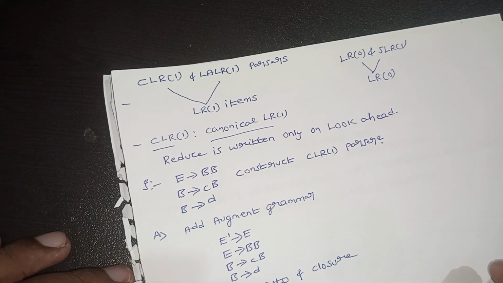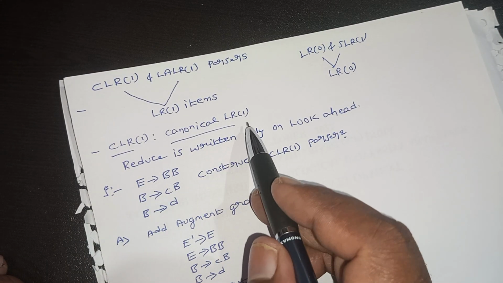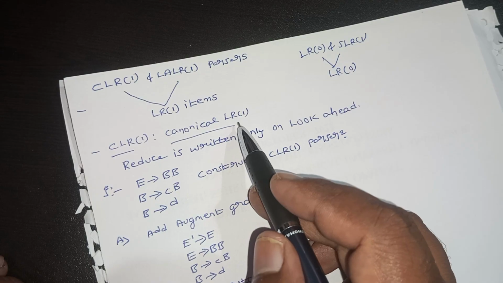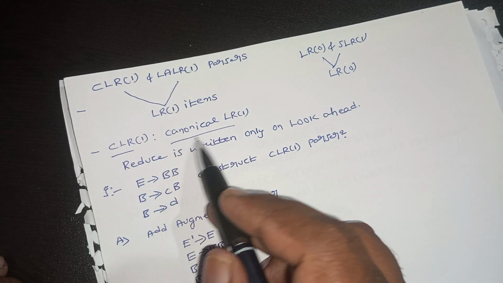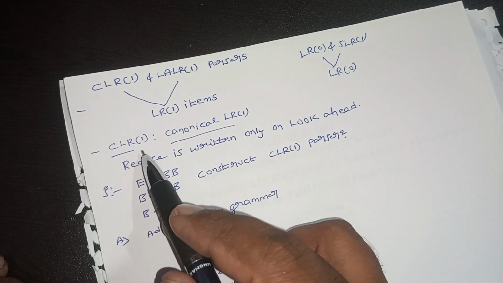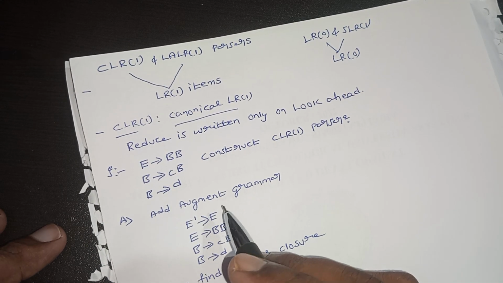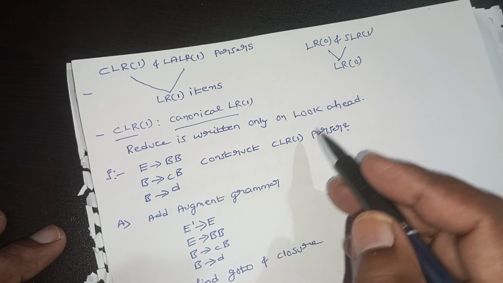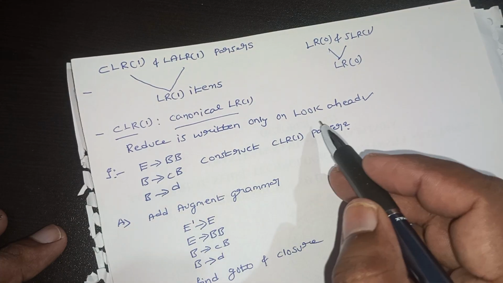First of all I will take CLR(1), where C refers to canonical LR(1). In the previous video you already learned the meaning of L and R. Here I will tell what the meaning of 1 is. So the name is canonical LR(1). The main point in CLR(1) is that reduce moves are written only on the lookahead.